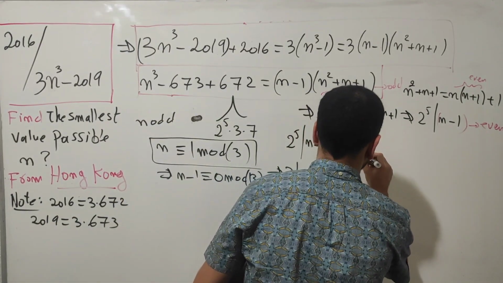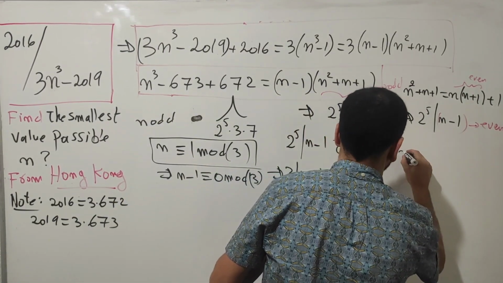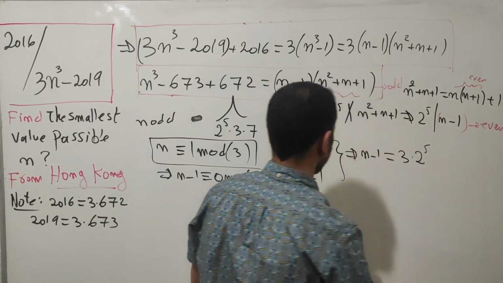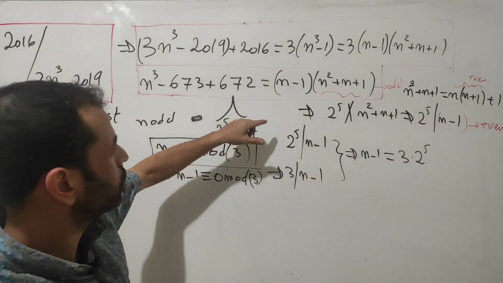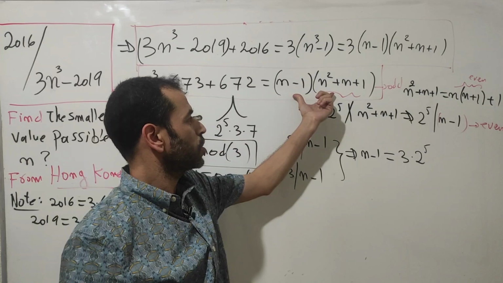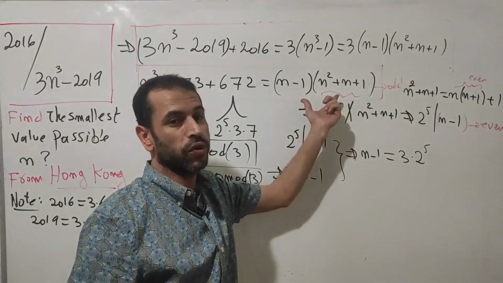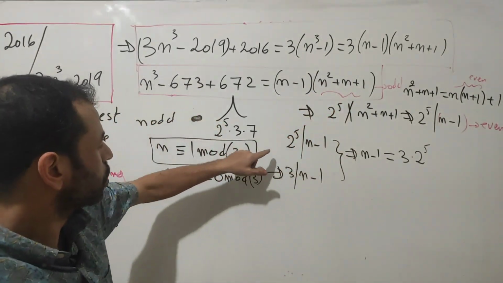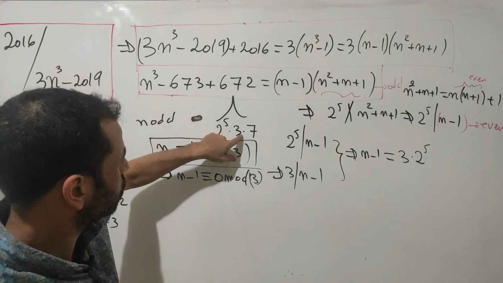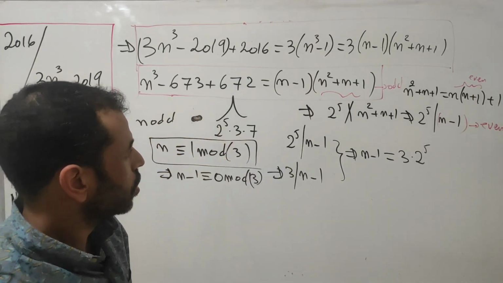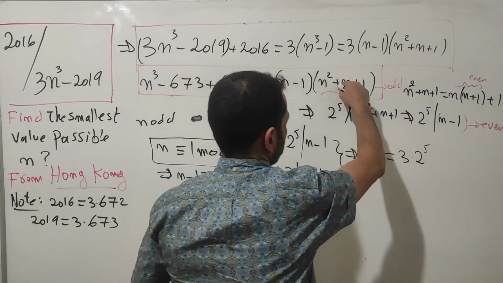By taking both statements, this is telling us n minus 1 equals 3 multiplied by 2 to the 5th. Why? Because the GCD of this product equals 1, as we have previously proven, as well as this one. We know the GCD of 2 and 3 equals 1. It cannot share anything here.